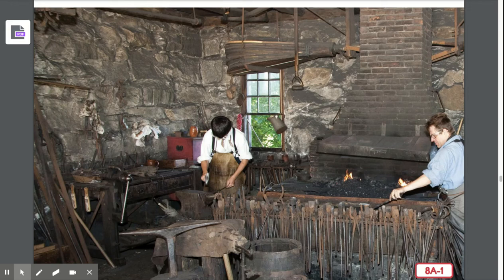Welcome back, Mrs. Johnston, and it is time for knowledge and social studies. We are still working on Unit 10, Colonial Towns and Townspeople, and we are on Lesson 8, called The Blacksmith.